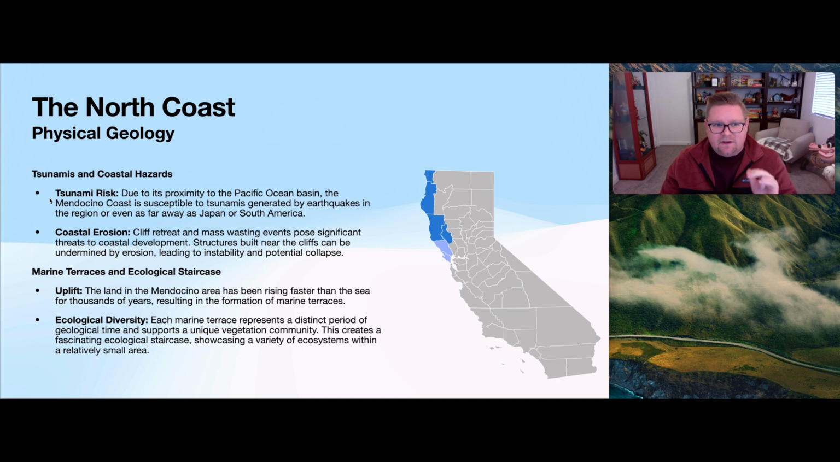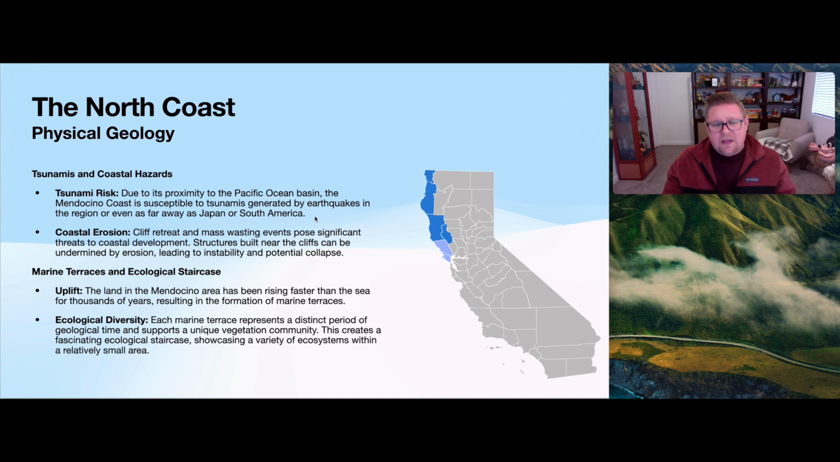What are some of the big factors when it comes to environmental hazards? Tsunami risk: due to its proximity to the Pacific Ocean basin, the Mendocino coast is susceptible to tsunamis generated by earthquakes as far away as Japan or even South America. We have excessive coastal erosion, so we have cliff retreat occurring because as the waves come in and crash in, we have an erosional landscape that is pulling material away.